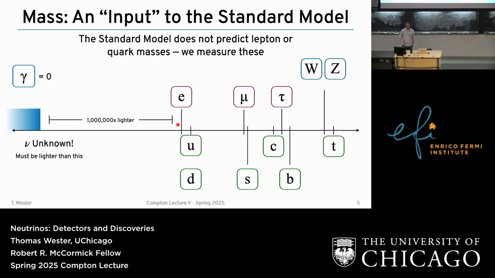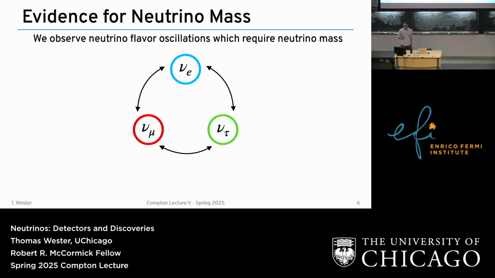We know that the neutrinos are at least 1 million times lighter than everything else. So the photon has 0 mass, but the neutrinos, we know they have mass, but for some strange reason, they're about 1 million times lighter than everything else we know. So I just wanted to bring up the evidence that we have for neutrino mass.